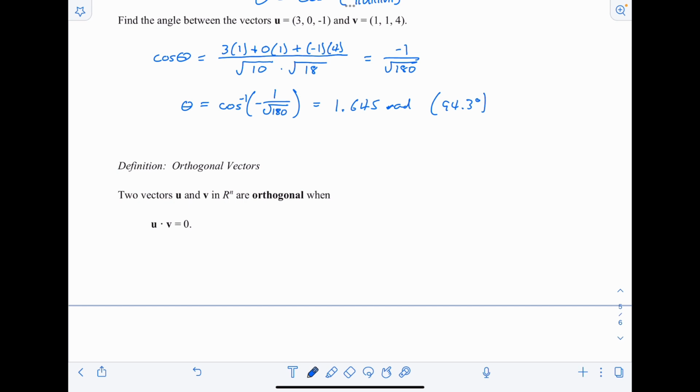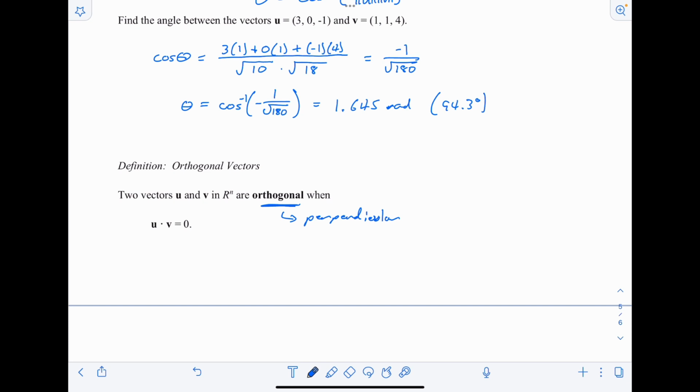Two vectors u and v in Rn are orthogonal when the dot product is 0. This word orthogonal, if you don't know already, is nothing more than perpendicular. In mathematics, when we think orthogonal, just think perpendicular. So in other words, if I have two vectors whose dot product is 0, they are perpendicular. They form a 90-degree angle. I'm not going to do anything with that. Like I said, we're going to use that a lot in the upcoming lessons, so we'll see it used in those.